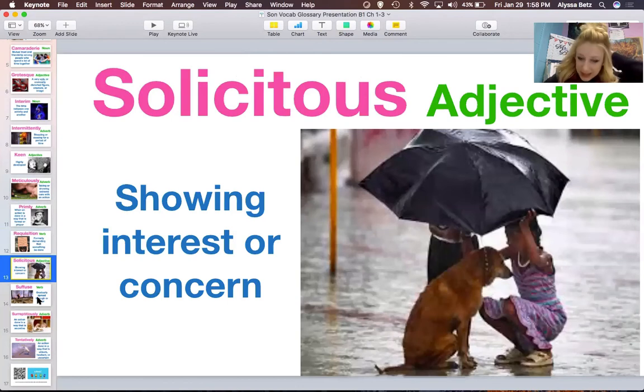All right, next up we have solicitous. Solicitous, this is an adjective, a descriptive word. If someone is solicitous, that means that he or she is showing interest or concern for someone or something. Solicitous. Basically, it's kindness. It is showing empathy. So if you're able to listen to someone's struggles and their issues and their troubles, and you empathize with them, and you really are concerned and you really feel bad and you want to help, then you would say that you are solicitous.